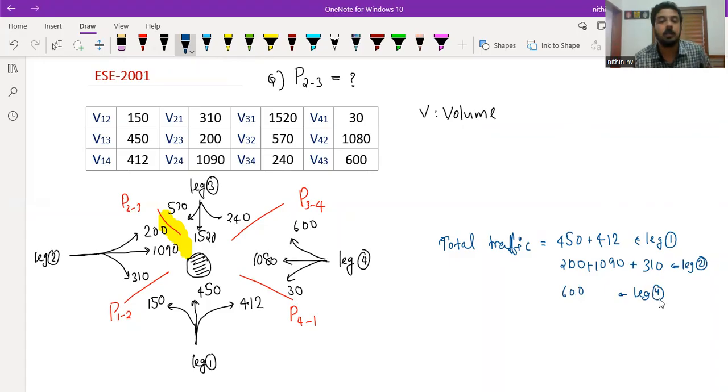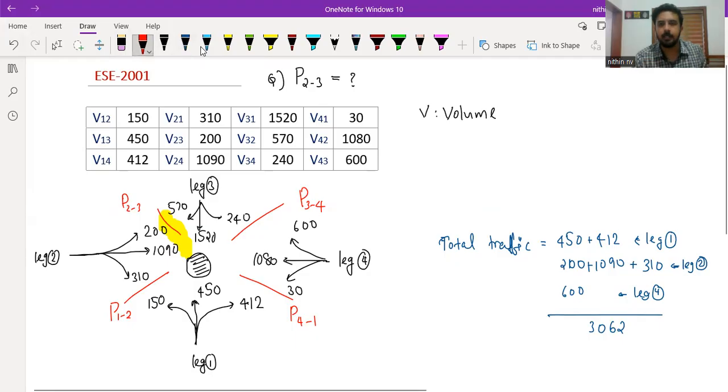That is nothing but our total traffic. Just add it. How much you are getting? Around 3062, right? Getting? That's it. Now this is our denominator part. Now numerator part we need to calculate. What is the numerator part? It's very simple. Listen carefully.